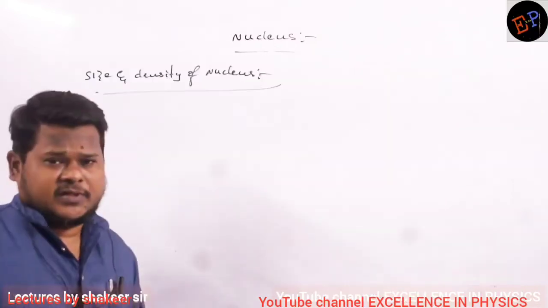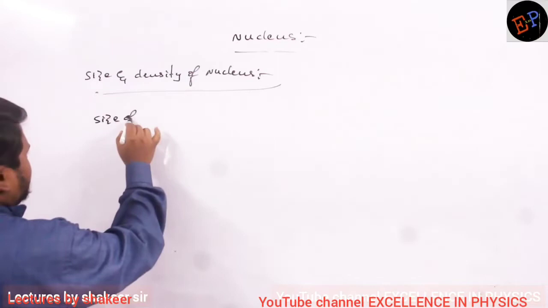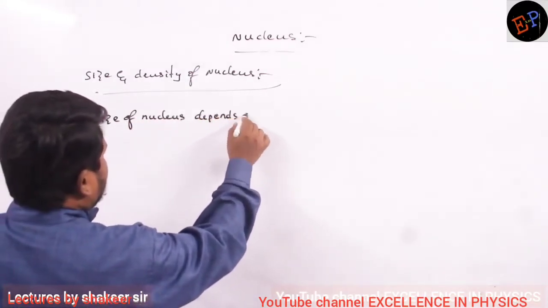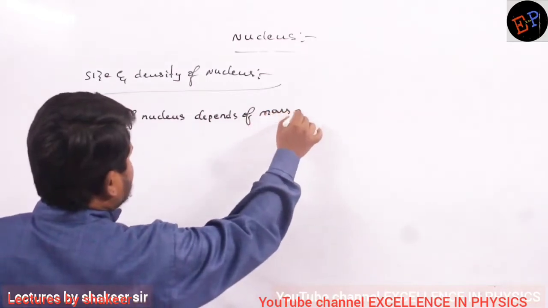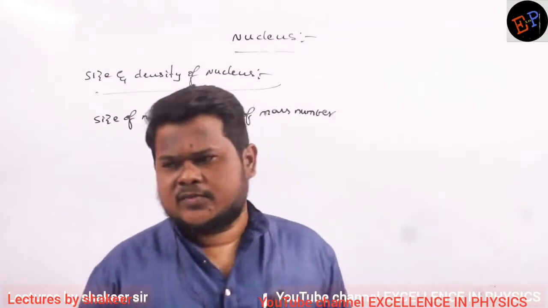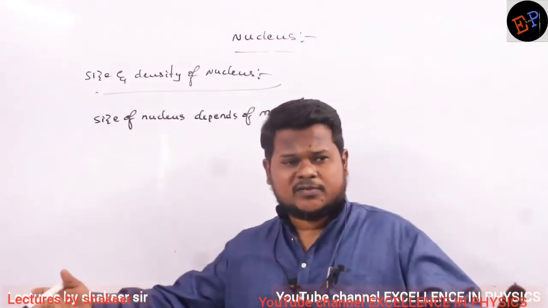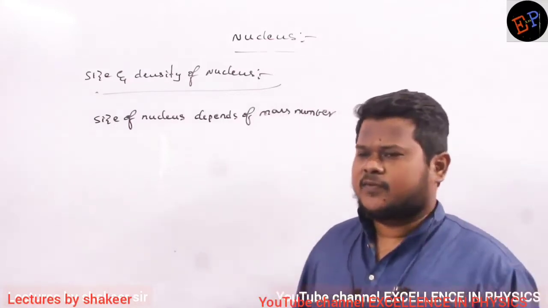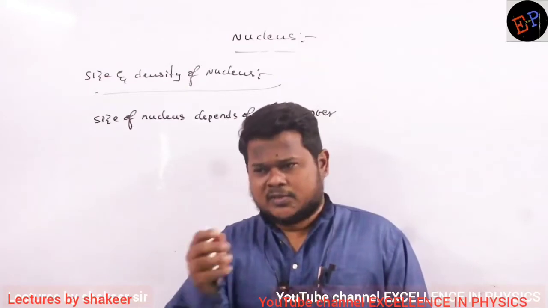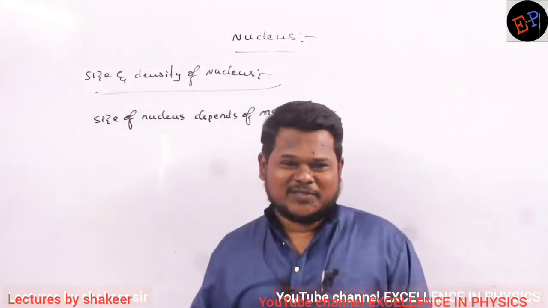Okay, nucleus. The size of my nucleus depends on what? It depends on mass number. This is understandable, no? Mass number depends on the number of protons and neutrons only, no? So if mass number increases, automatically the size of the nucleus also increases. The size of the nucleus of hydrogen is very small, because in hydrogen-1 only a proton is present, there is no neutron.